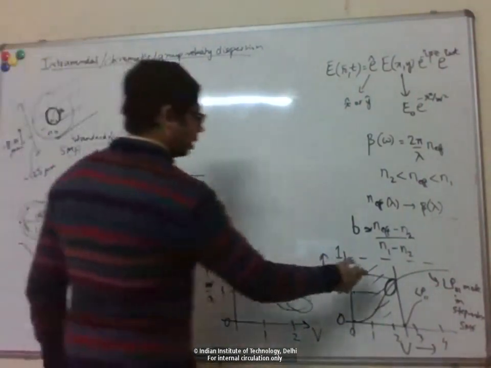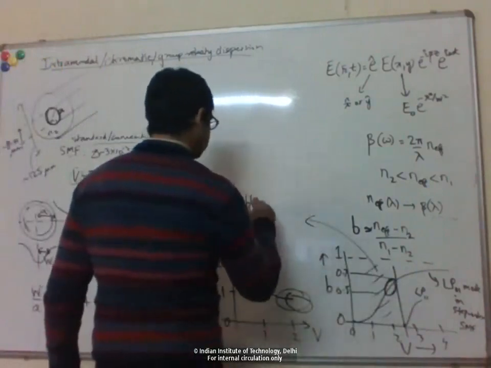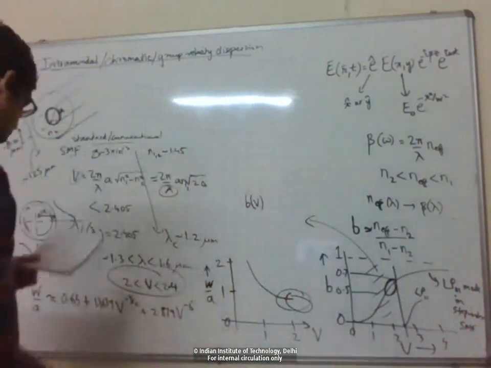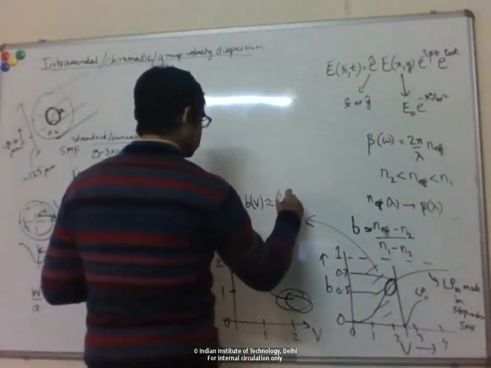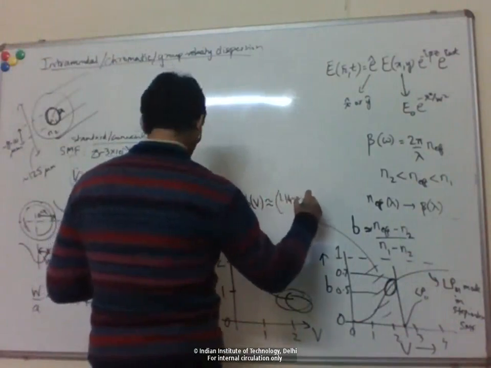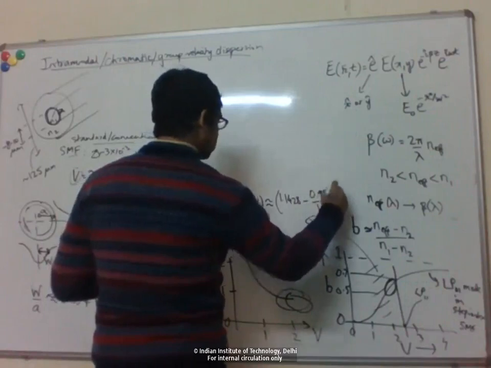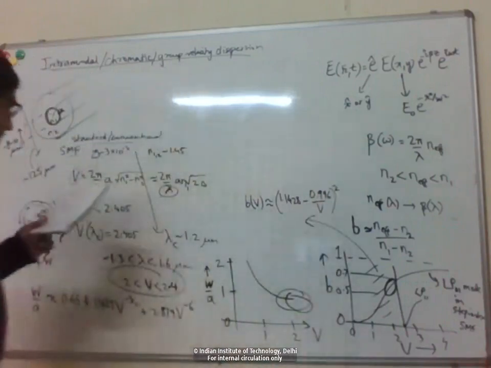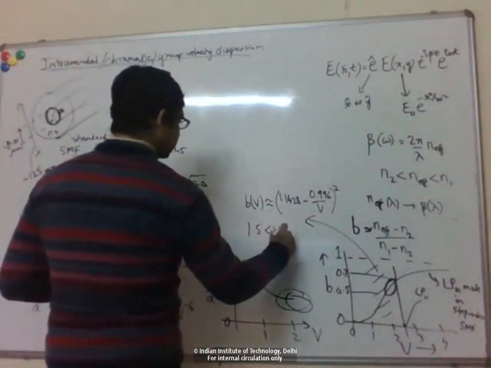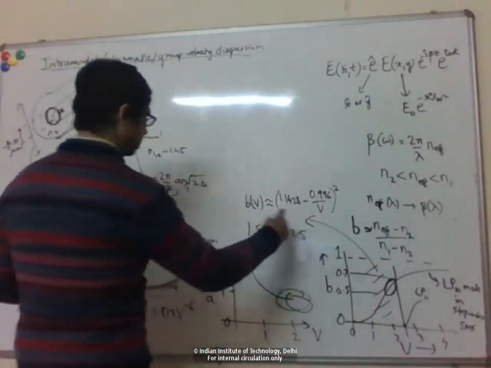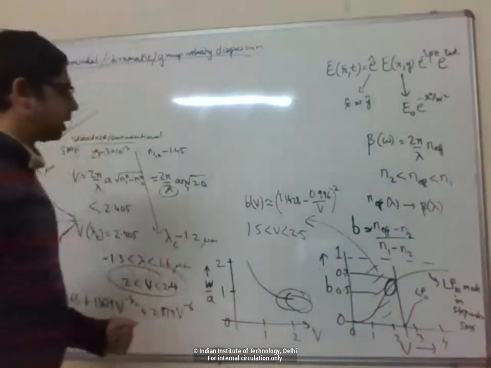Okay, so one can get an empirical formula for this VB curve also. So again, recall. Okay, so this works well for V numbers in this range, which is suitable for our telecom applications. Right?